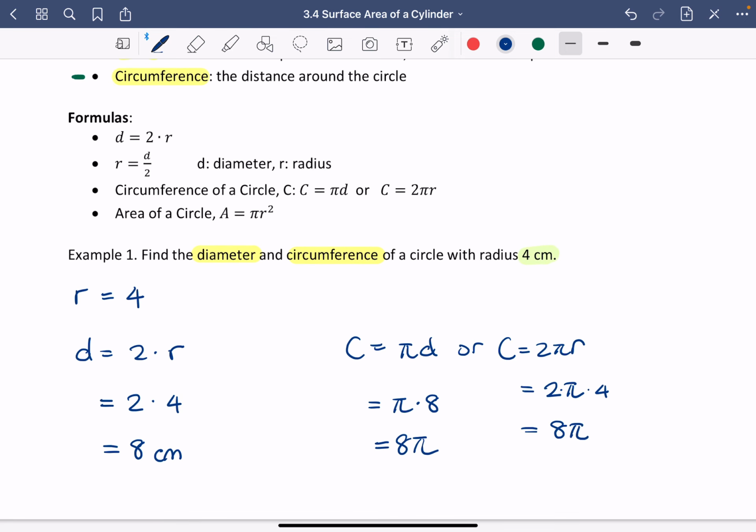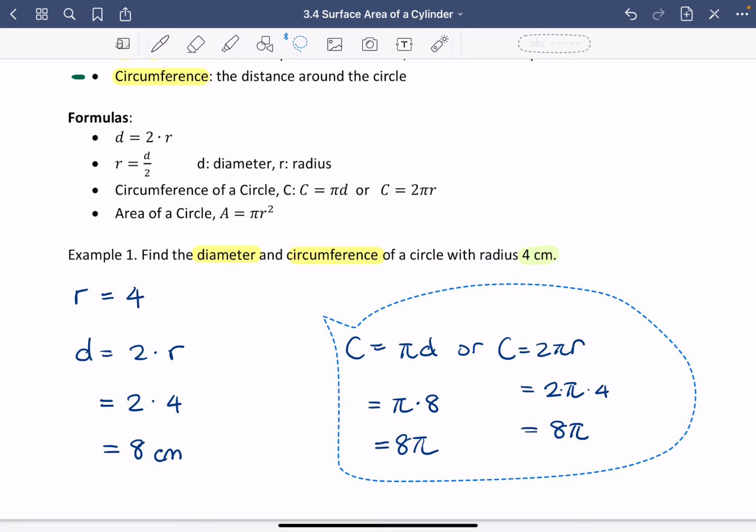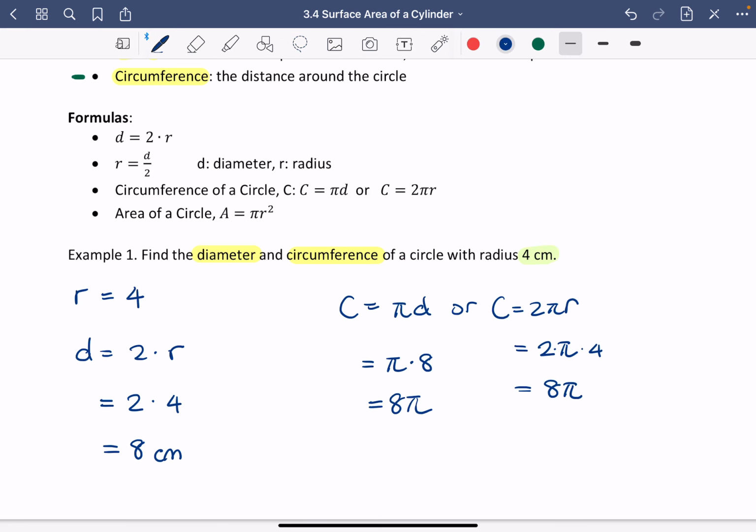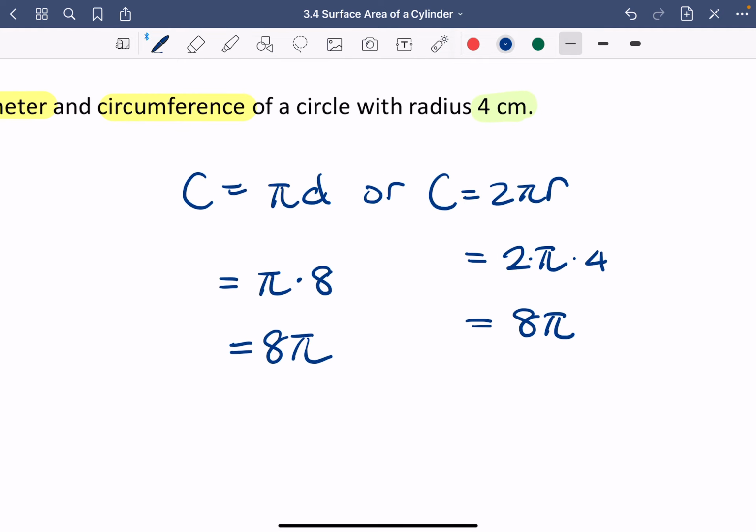Now, pi is an infinite decimal, so you can leave the answer in terms of pi, like 8 pi. Or what you can do is calculate what 8 pi is equal to. So 8 pi is equal to 8 times pi, which is about 3.14, because it's an infinite decimal, so we'll normally round it to 2 decimal places. So it's about 8 times 3.14.